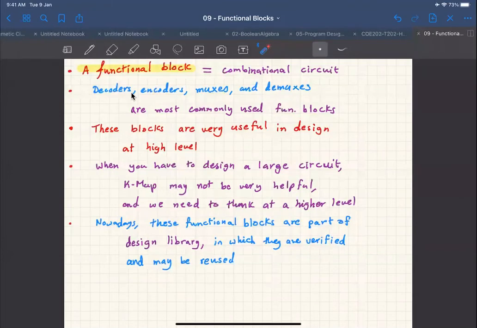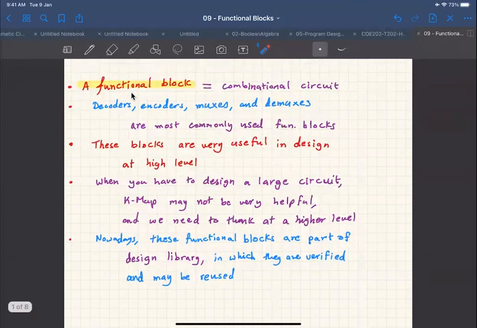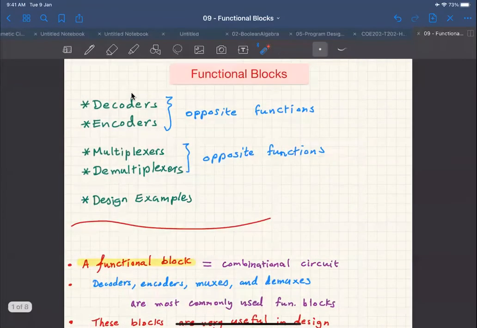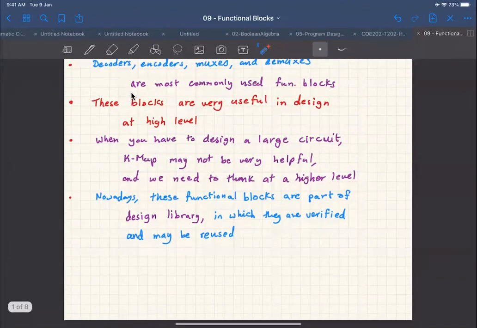When you have a library, it is supposed to contain one variation of each one of these components. And then if you need another variation, for example, you're using a small decoder and you need a larger decoder, then you build it from the smaller decoder. That's why we're going to teach you how to build larger decoders from smaller ones. Anyway, let's get started with decoders.